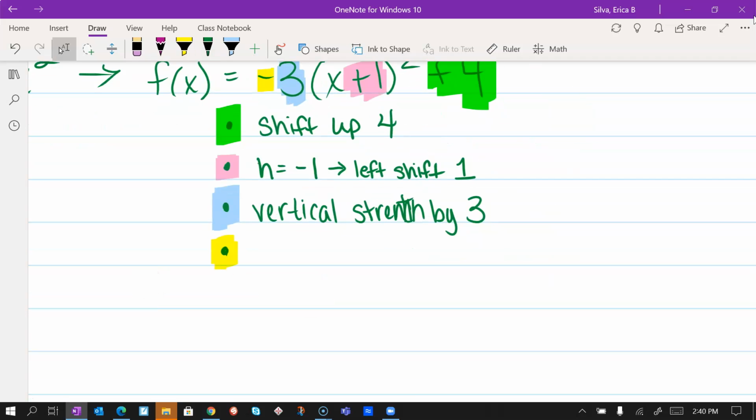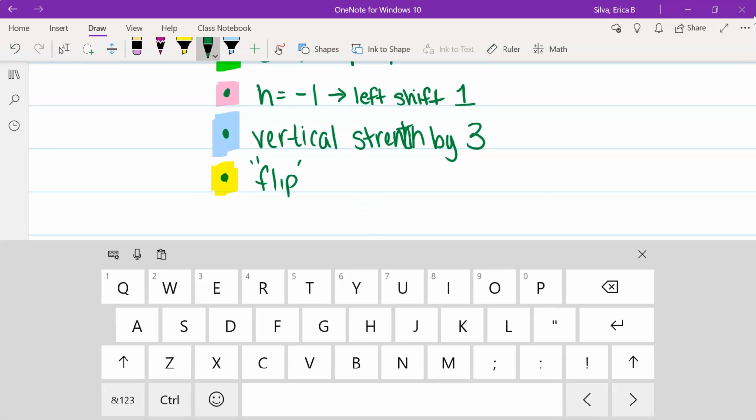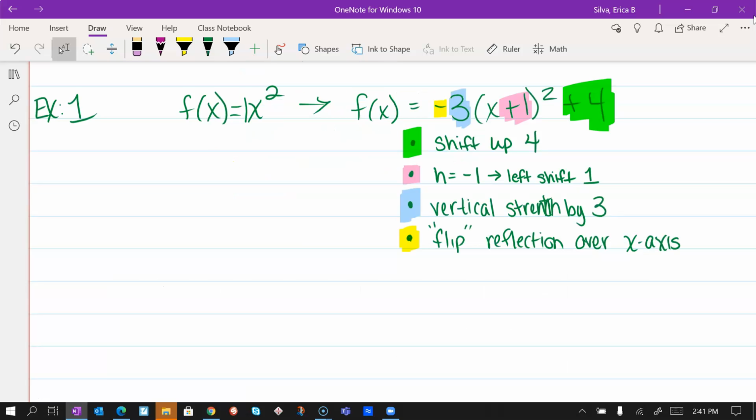What does the negative do? It just flips it. So instead of it being positive, now it's negative. So it's reflecting over the, we'll call it a flip, which means it's a reflection over the x-axis. Any questions so far? All right, we're going to do one more.